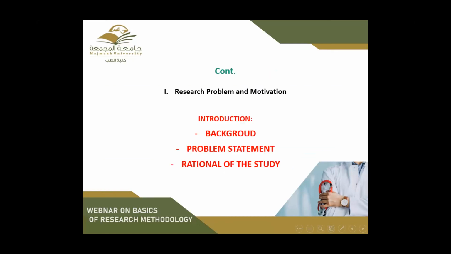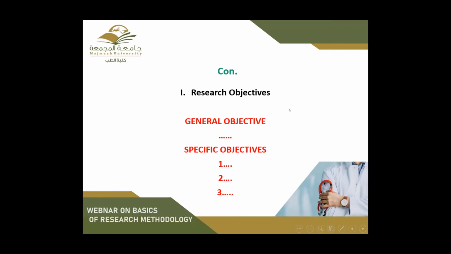The next one is the research problem and motivation. In our form, this stands for the introduction, which includes the background of the study, the problem statement, that means the description of the problem, and the rationale of the study, the justification of the study. All this data comes from your reading. Some people are confused by the research problem and motivation, but this is the introduction. Then you have the research objectives: the general objective, one big statement, usually resembling the title of the study, and the specific objectives, maybe 3, maybe 4.